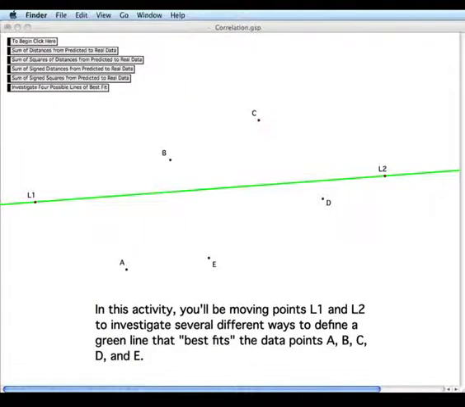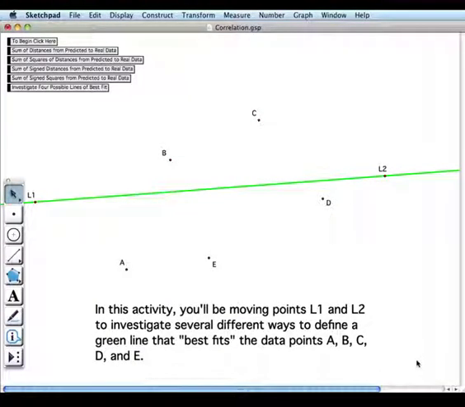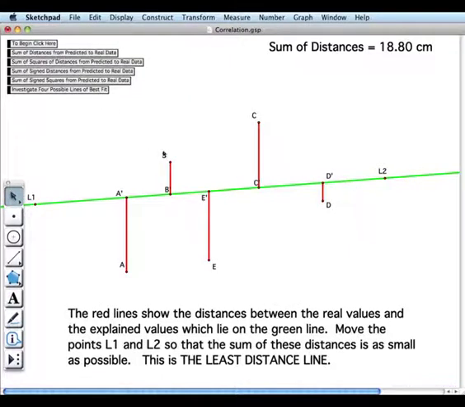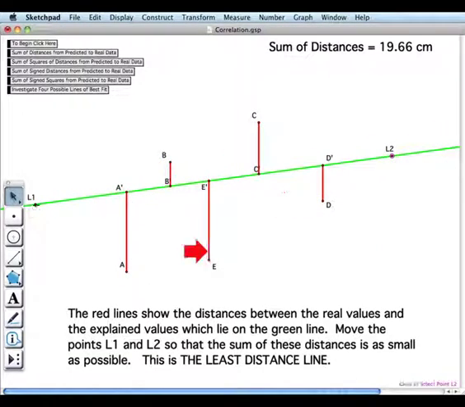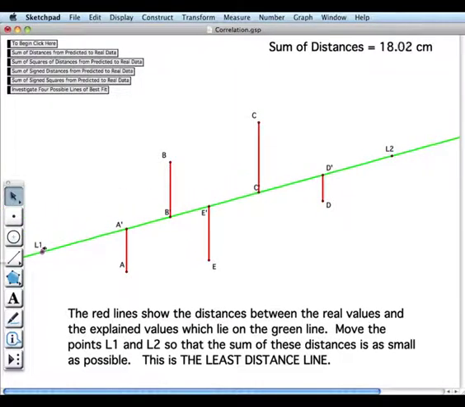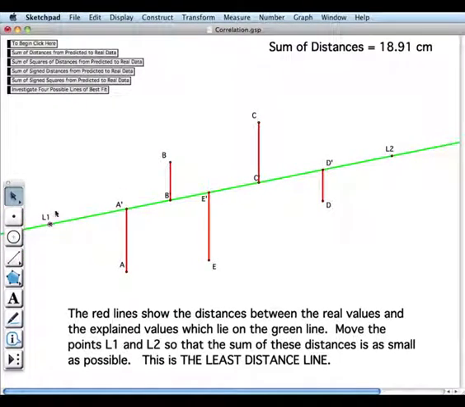and, just as in the case of centers, or points of best fit, there also may be several alternative ways that might be sensible to define what you mean by a line of best fit. For example, here is a graph showing 5 data points, which are labeled A, B, C, D, and E, and your task will be to move the points L1 and L2 so the green line minimizes the sum of the distances to the 5 points.